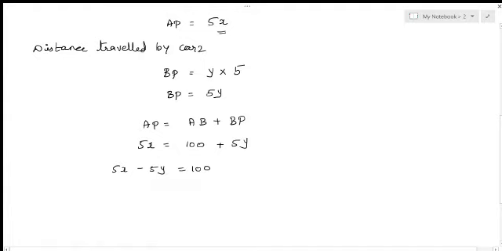I have a common factor 5. I am going to divide it by 5. So x minus y equal to 20. Let this be equation number 1.